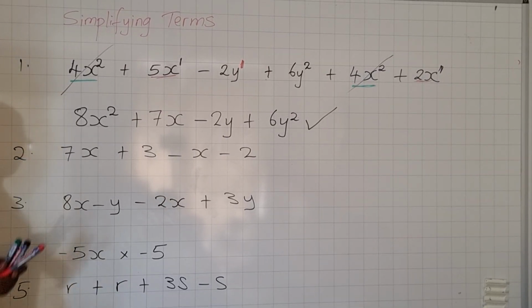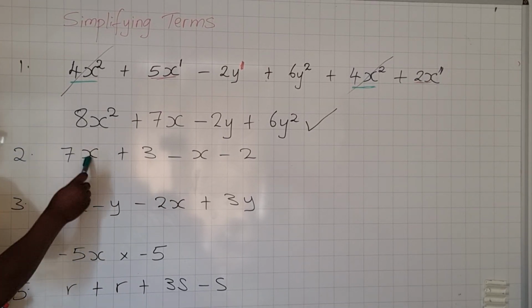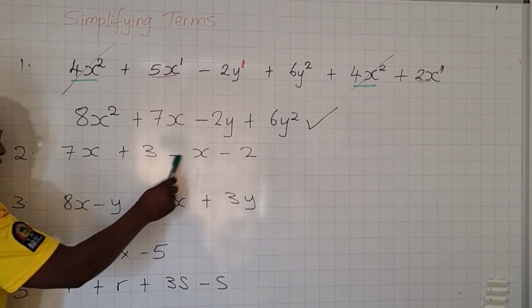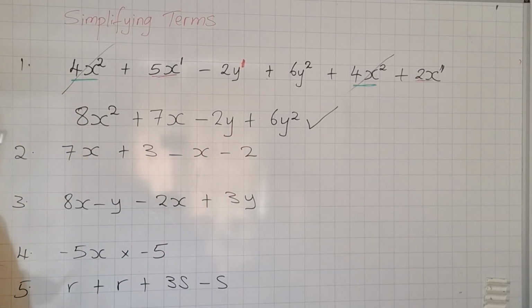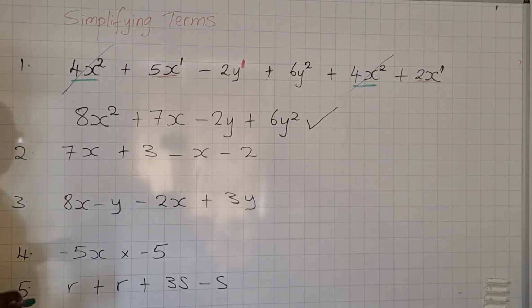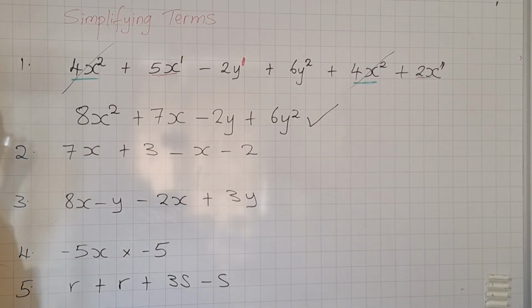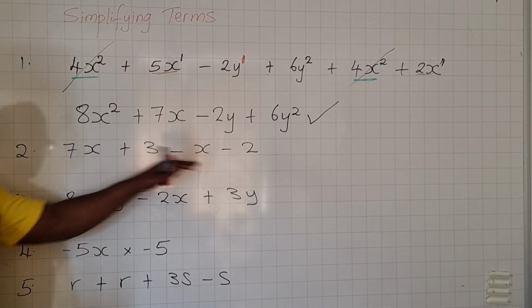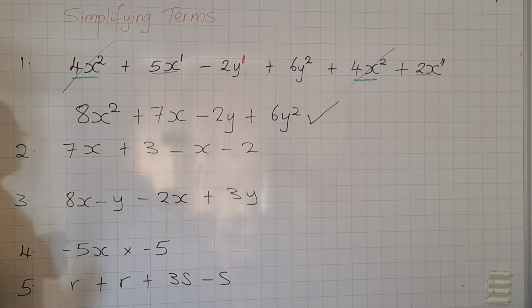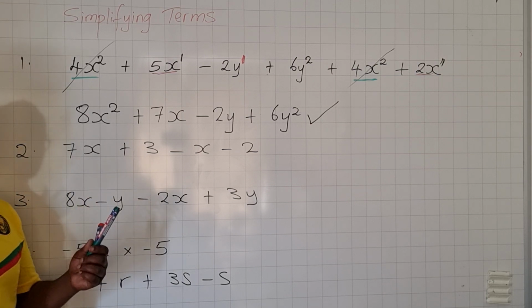Question number 2. 7x plus 3 minus x minus 2. How many terms are there in this expression? 1, 2, 3, 4. 4 terms in that expression. We look for the like terms. Like terms are the ones which look similar.